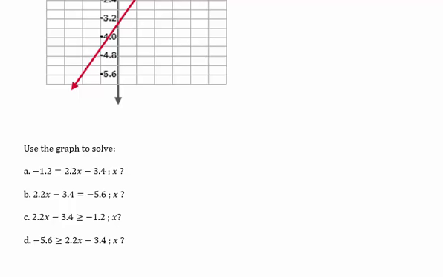And that is really just saying if the function is y equals 2.2x minus 3.4, we can just say that we're given a y value of negative 1.2. So in this first part, y is negative 1.2, and we want to find the corresponding x value.